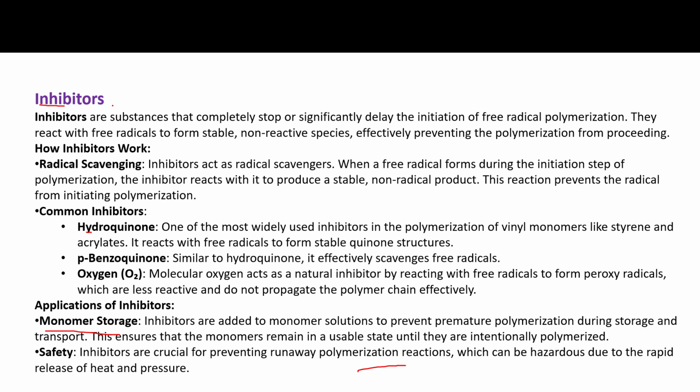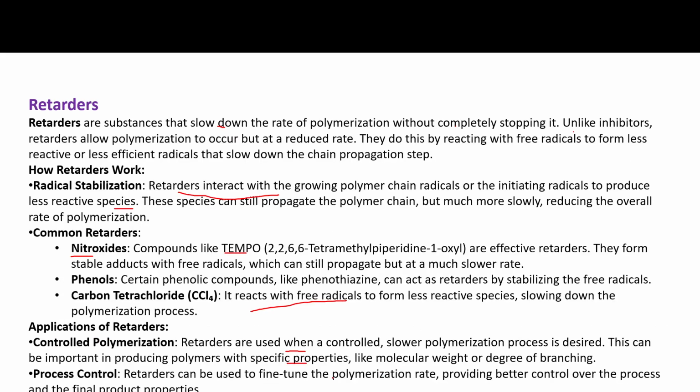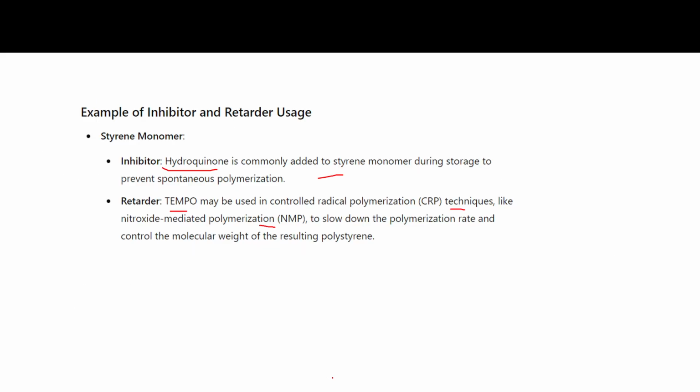Then you're talking about some inhibitor or retarder. So how can you control the polymer molecular weight by adding some inhibitor or retarder? Inhibitor means it can completely stop your reaction. Retarder means it slows down your reaction. Some examples like hydroquinone, parabenzoquinone, and oxygen act as inhibitors, and for retarders some examples are carbon tetrachloride, nitroxide, phenol and so on.